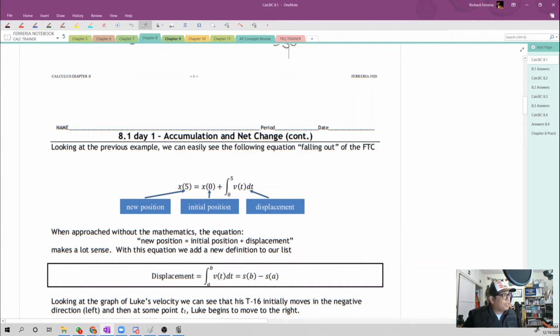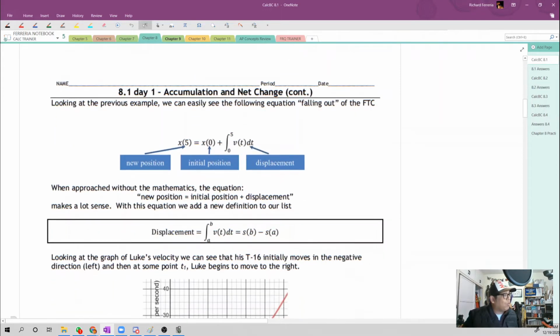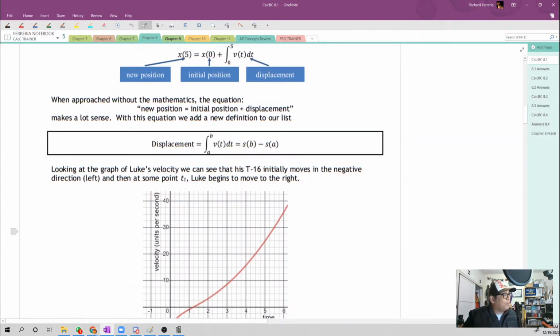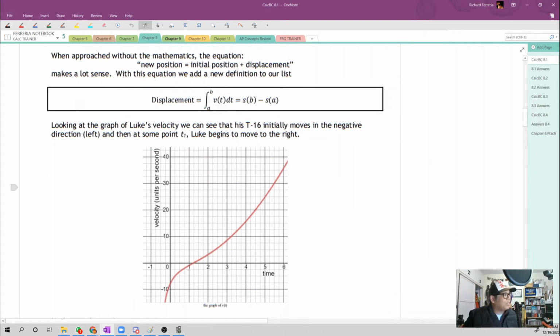Any position is equal to the initial position plus the integral from the old time to the new time of the velocity. Or another way, new position is equal to the initial position plus displacement. You're going to have to get familiar with seeing this integral here as a displacement. Displacement, of course, is equal to the new position minus the old position. And this right here is the integral, or not the integral, but the curve of the velocity.